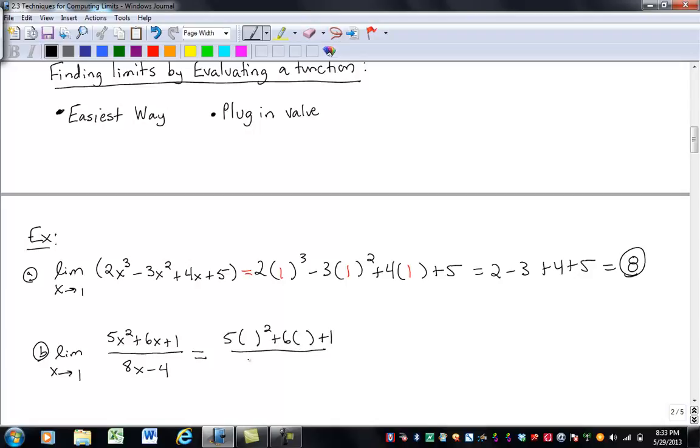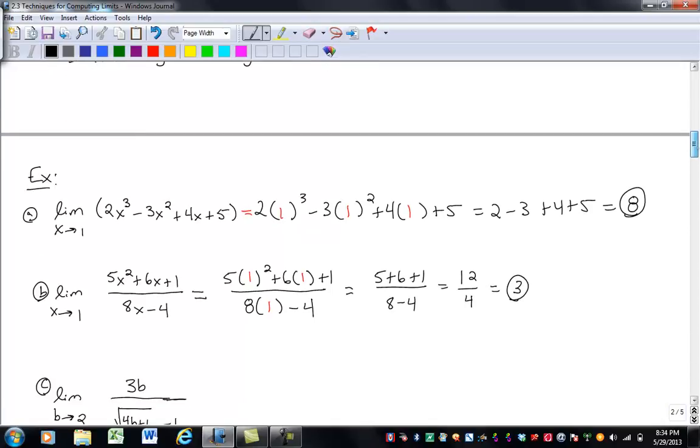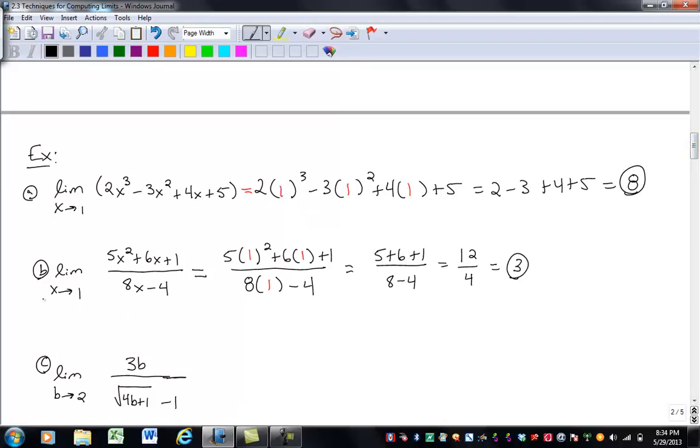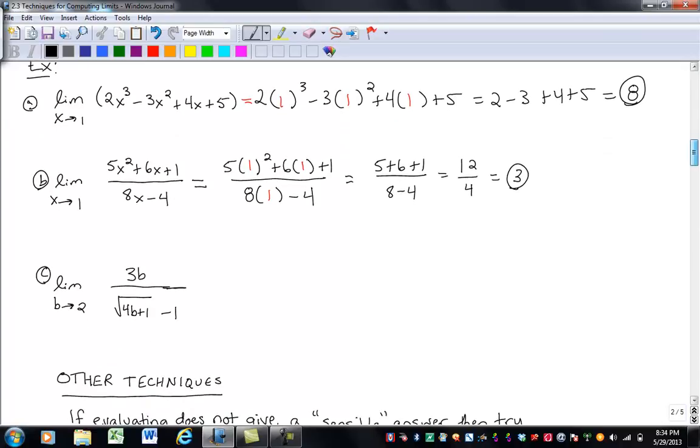I can just evaluate. Now the reason I can do this is because the function is what we call continuous here. There's no weird holes or anything causing problems with vertical asymptotes in the domain. So we'll talk about that in a couple sections. But what happens is, here I can plug in because it's continuous, and I get 5 plus 6 plus 1 over 8 minus 4, which is 12 over 4, which is 3. So that limit, the y value of that function, turns out to be 3 as x goes to 1. It's continuous there, so I can just plug in.